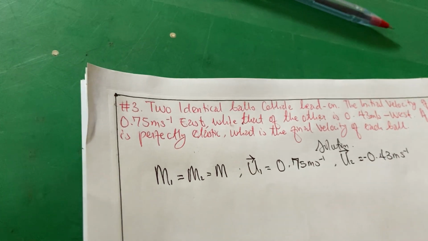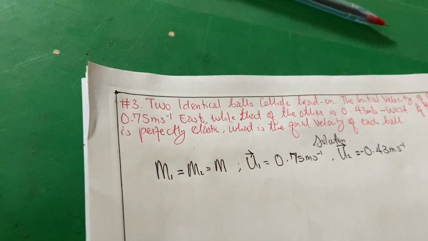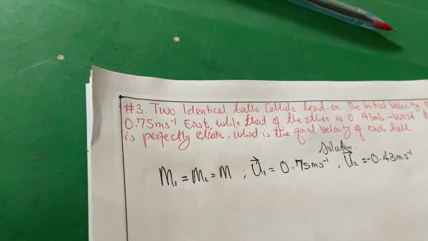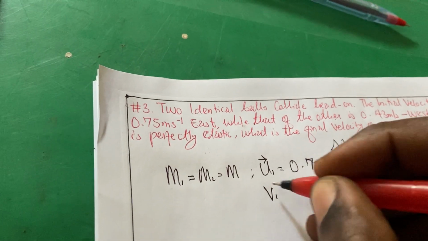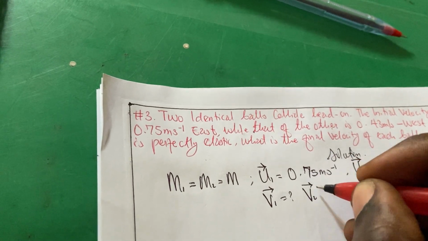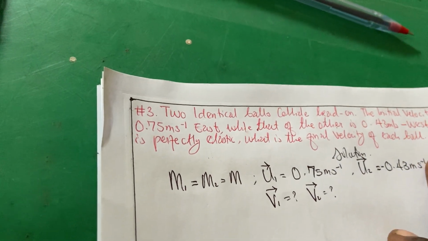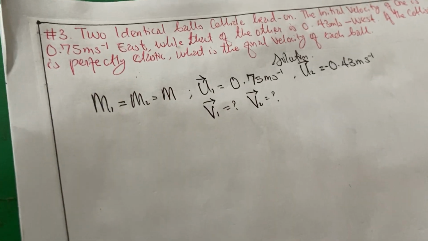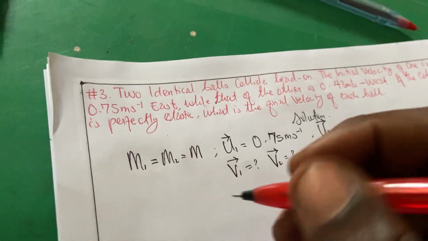Since momentum is conserved in the collision, and it's an elastic collision, we have to find the final velocity. So we're looking for v1 and then we're looking for v2. We need to find the final velocity of each of those balls. Since the momentum is conserved, it means momentum before collision equals momentum after collision.